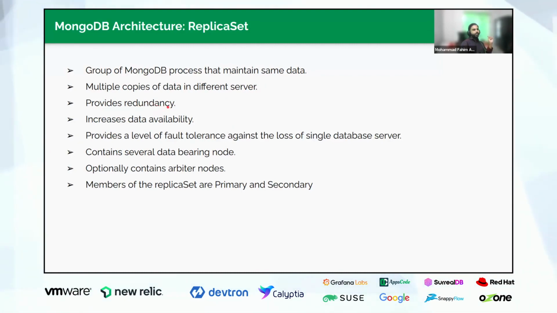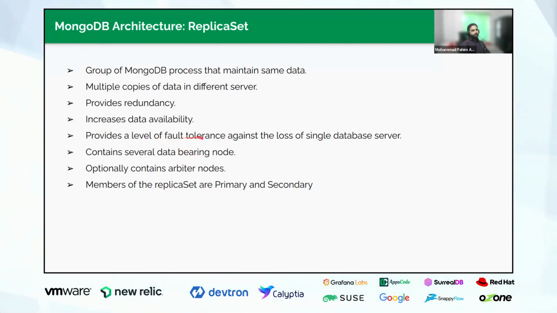So it provides you with redundancy. So you have redundant data, and this increases the data availability. As you have multiple copies of your data, you have more availability of your data. It provides a level of fault tolerance against the loss of a database server, because if you have 3 replicas in your database, if you lose one replica, you still have 2 replicas left. You can still connect to the database. You can still run operations on the database at that time, because you still have the data.